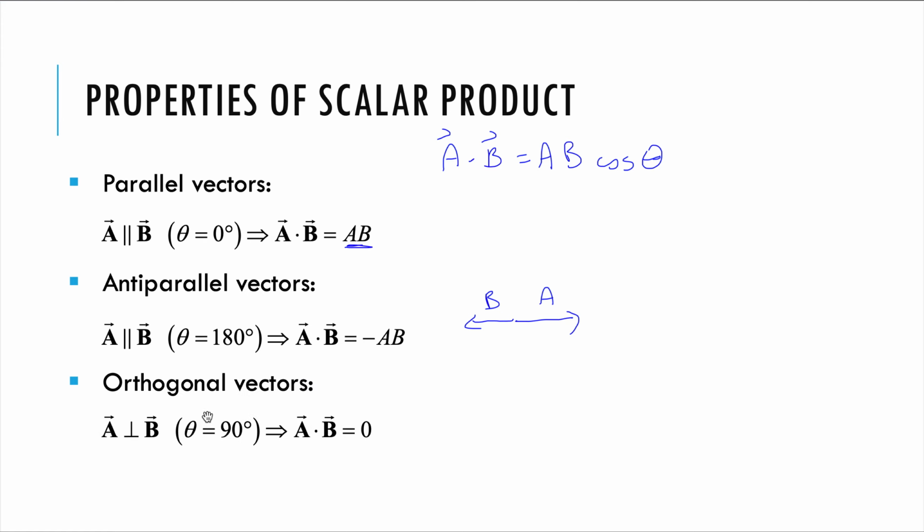And lastly, if you have orthogonal or perpendicular vectors, so vector A is this way and vector B is this way, well then the angle between them is 90 and cosine of 90 is 0. So the dot product of two perpendicular vectors is 0. So this is why I said that the dot product tells you how parallel vectors are. When they're parallel, you get the highest dot product possible, which is the magnitude of each vector multiplied by each other. If the vectors are perpendicular to each other, you get the lowest magnitude possible for the dot product. You get 0.